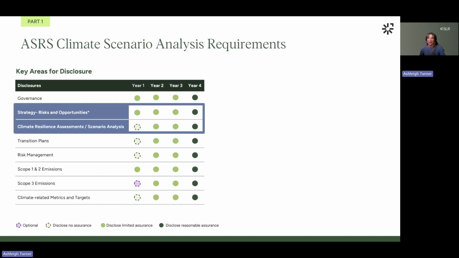So what does ASRS actually require for scenario analysis? Looking at the disclosure table on the left, the key thing to understand is that the identification and prioritization of your climate risks and opportunities is required in year one with limited assurance. The climate scenario analysis, which supports and informs that risk and opportunity identification, needs to be disclosed in year one as well, but assurance over the scenario analysis itself doesn't kick in until year two. So CSA is a key step in understanding and prioritizing your risks and opportunities, and so doing that right in the first year is really important.